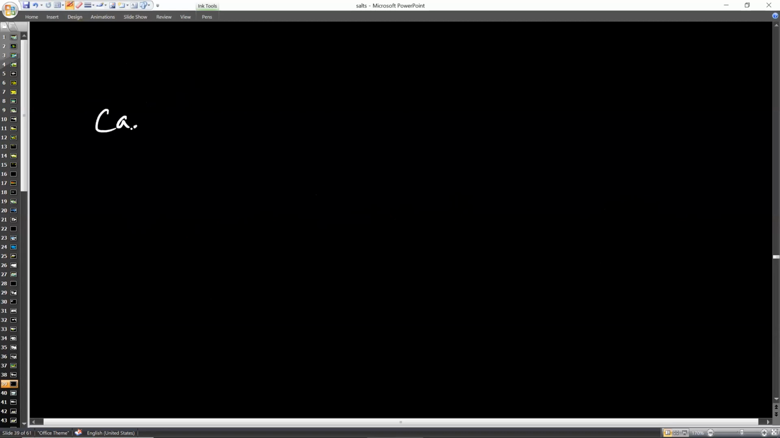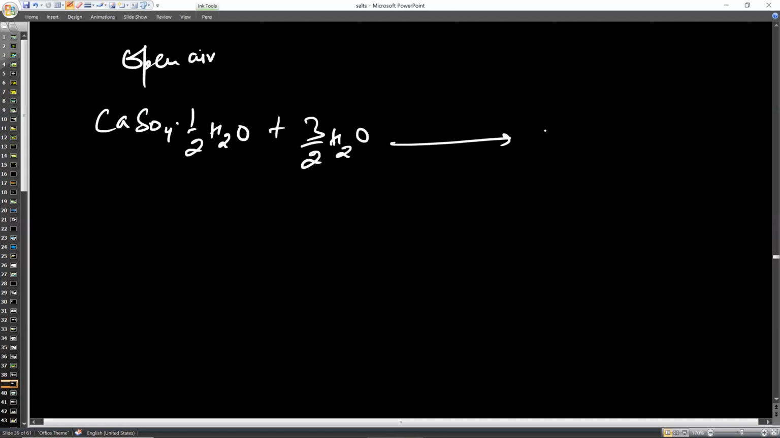It will react with CaSO4·½H2O when it is kept in open air. It will absorb the 3/2 water molecules from the atmosphere and will become gypsum again. CaSO4·½H2O, sorry, 2H2O. This is called gypsum, which is a hard mass substance.